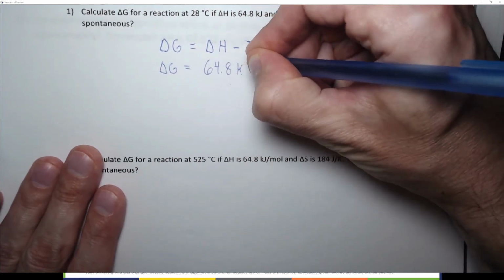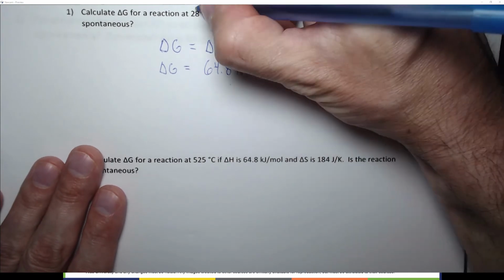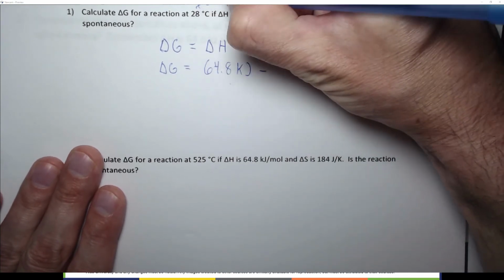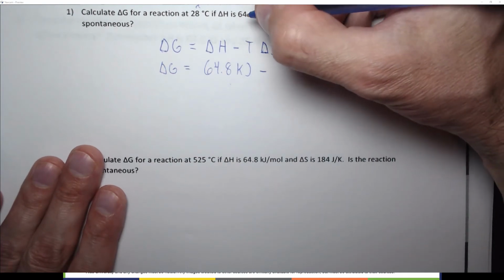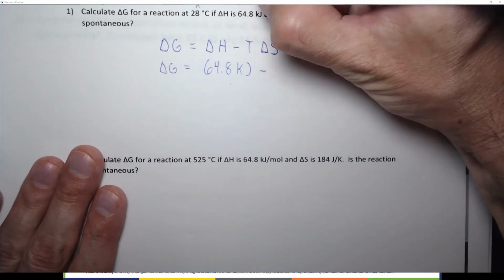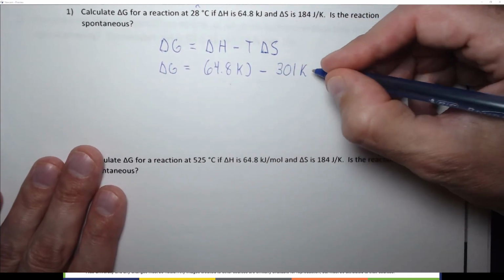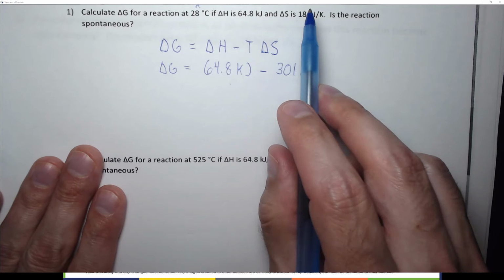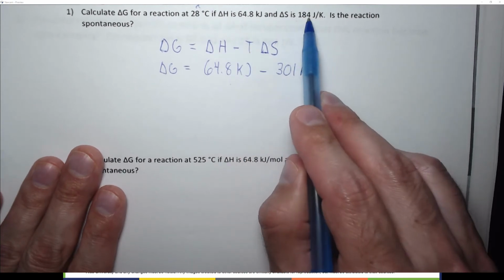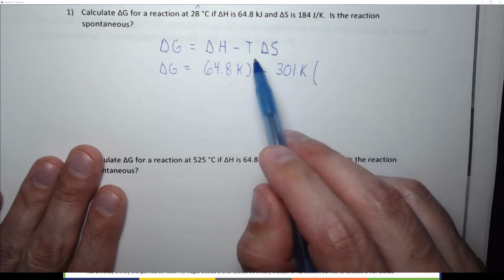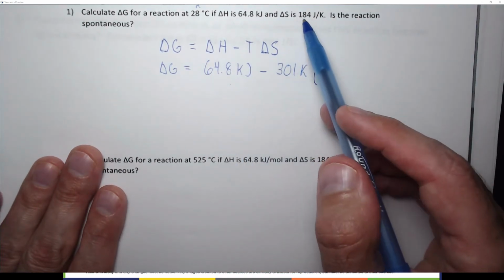64.8 kilojoules, minus, we have to convert this temperature to Kelvin, so we add 273 or 273.15 to it, and we get 301 K, so I can plug that in, 301 K. And then the other thing, which I mentioned before, but now it's coming up, is this is in joules and this is in kilojoules. We need to convert this to kilojoules probably, although it's not wrong to convert this one to joules. On a multiple choice test, you're usually going to find your answers in kilojoules.